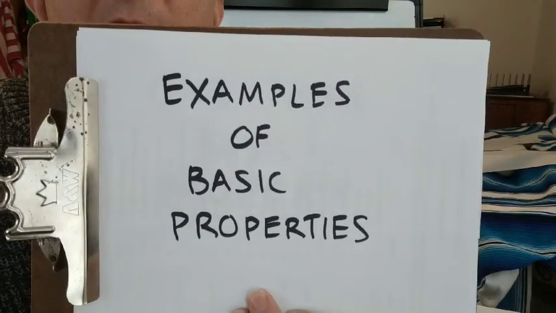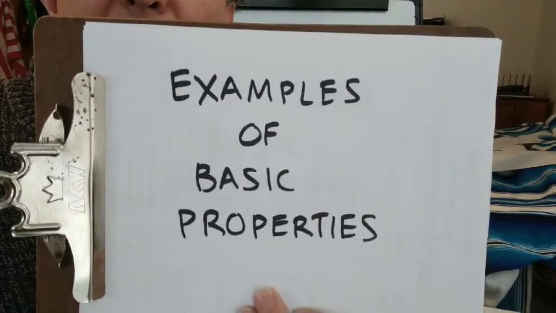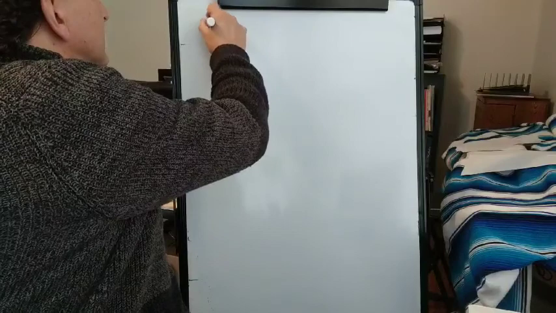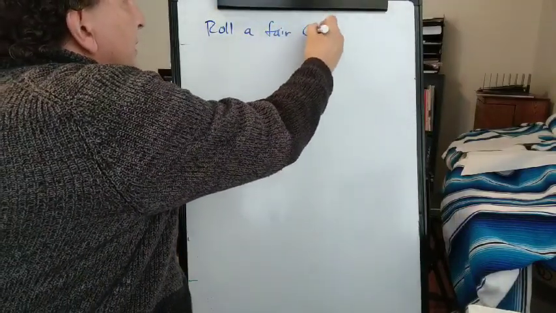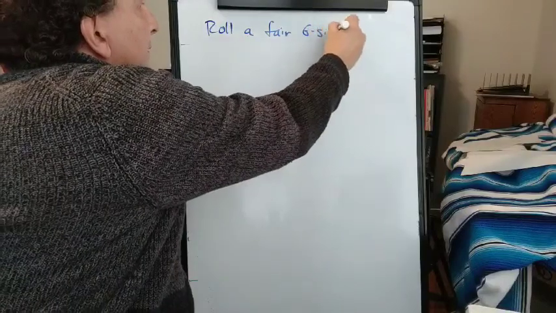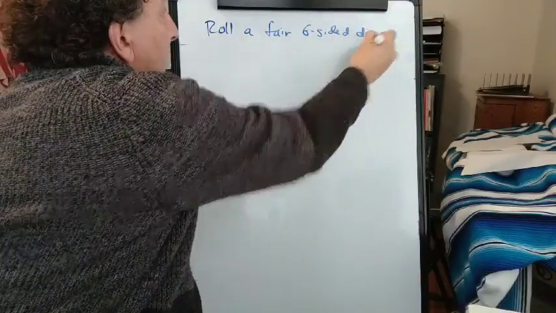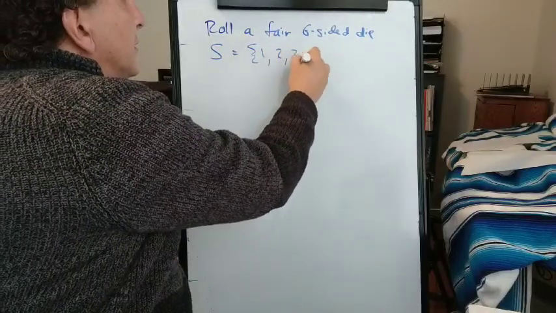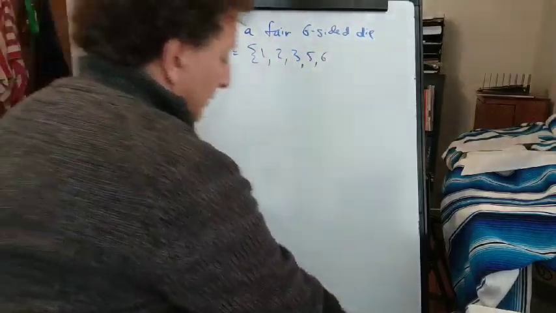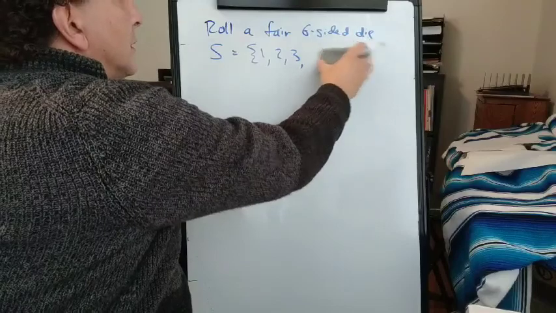Let's look at some simple examples of the basic properties of probability. So let's say we're rolling a fair six-sided die. So our sample space is the numbers 1 through 6, including 4.